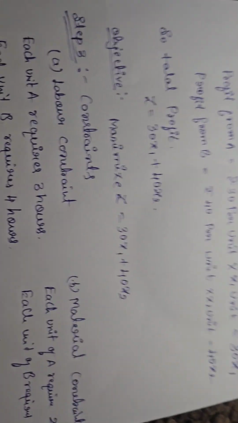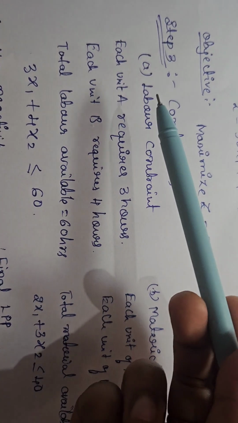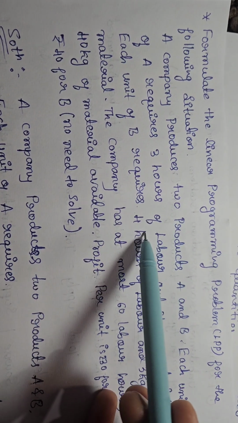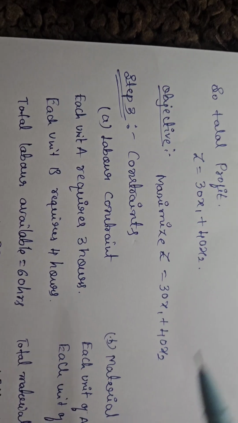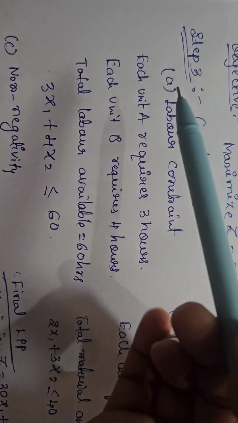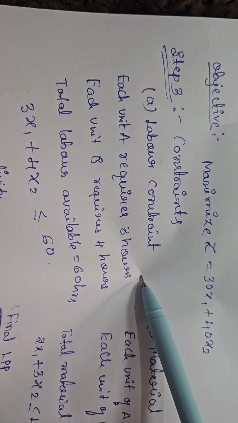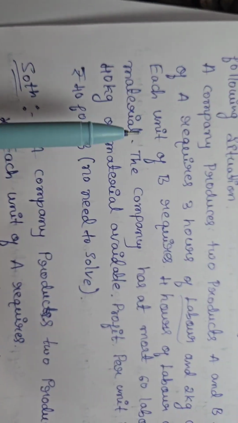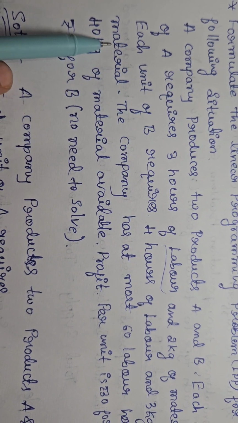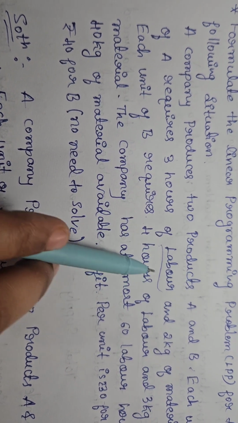After forming this, we can move to step 3, that is constraints. Constraint is nothing but what? In the problem they gave a labor constraint and one more, the material constraint. So we can discuss the labor constraint first. Each unit of A requires 3 hours, each unit of B requires 4 hours. We are discussing only labor here.